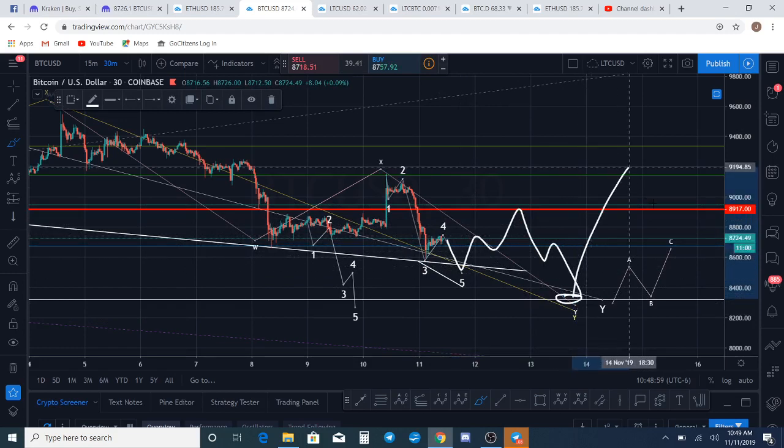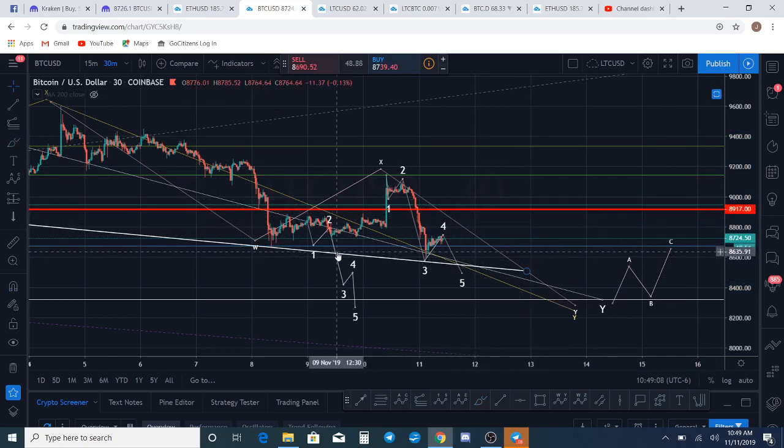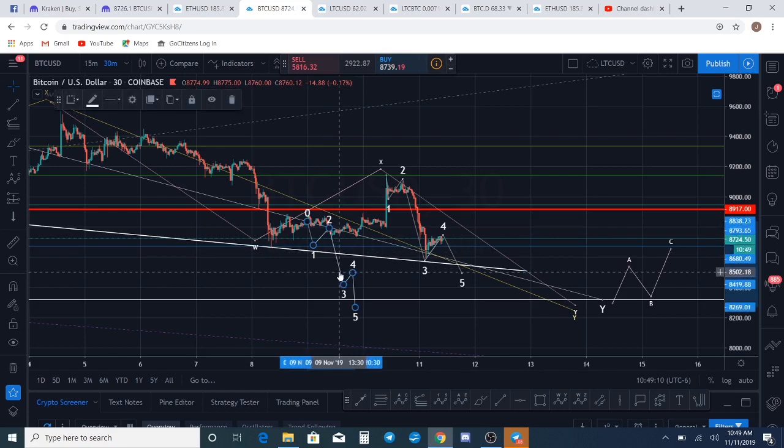Then we're going to have a larger push to the upside, okay? Larger push. That's a potential if my count is correct. So that's the way I'm thinking about it, guys. That's the way I'm looking into the count. That's the play I'm looking for today.